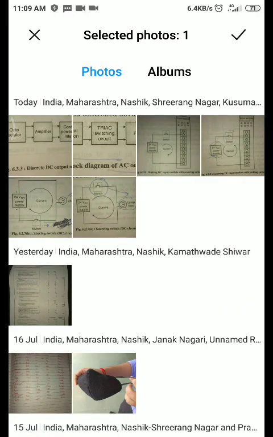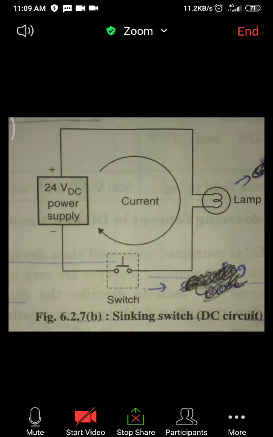See, I'm sharing the next concept. Now the position of the switch is changed. In the sourcing concept it was connected after the battery. Now here it is connected after the lamp. See, in both cases the lamp is going to be turned on, no doubt in that. In both cases the lamp was turned on after pressing the switch. Here also after pressing the switch the lamp is going to be turned on.